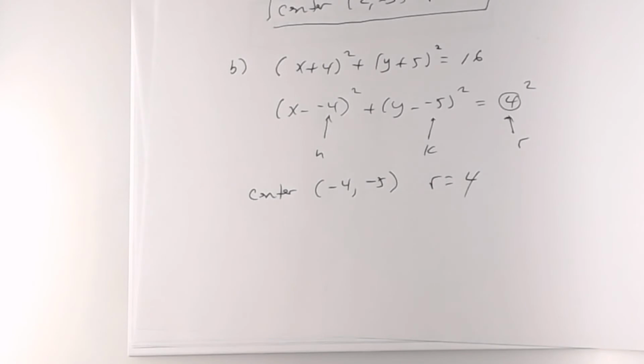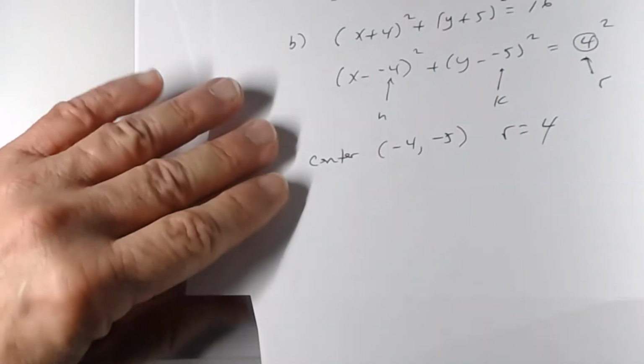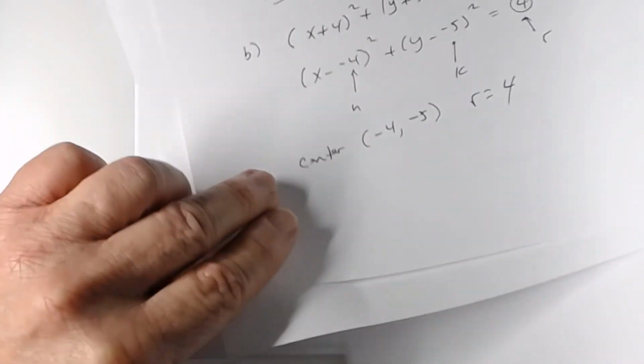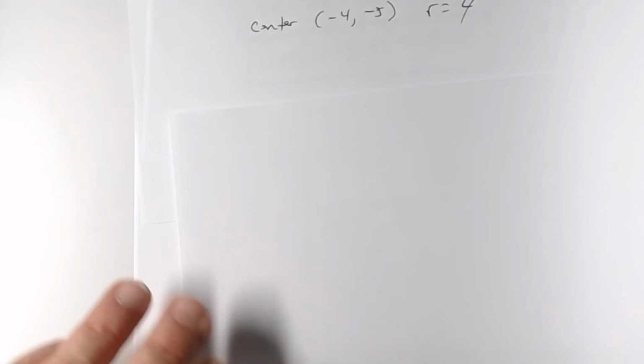All it is is knowing what the formula looks like. That's all it is. Just knowing what it looks like. Okay, so then let's look at this now. All of you should be able to tell me the center for the next one, but most of you should be able to tell me the radius. I said most.